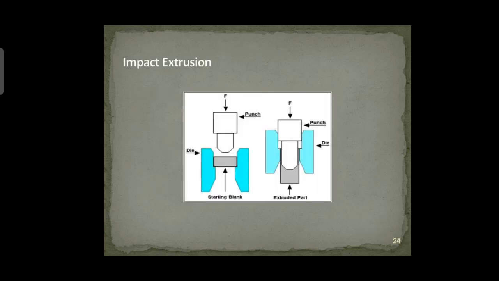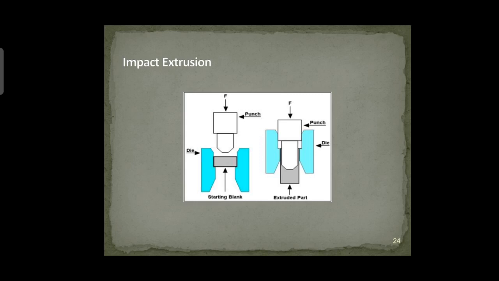So this is the diagram. This is the die where the blank is placed, and with the help of the punch, or you can take just like a ram, you're punching, or some sudden impact is made on the blank, or whatever part you have to make, so that it can be made on the blank. So the required part, or the extruded part, will come outside like this.